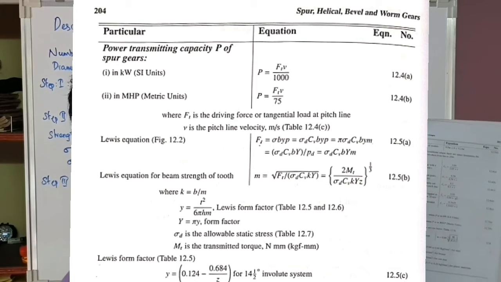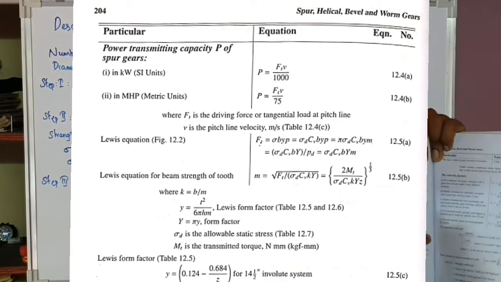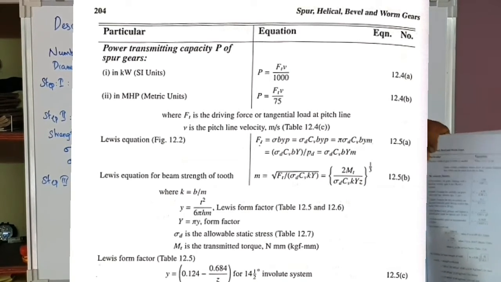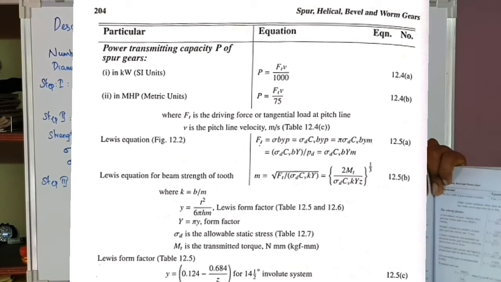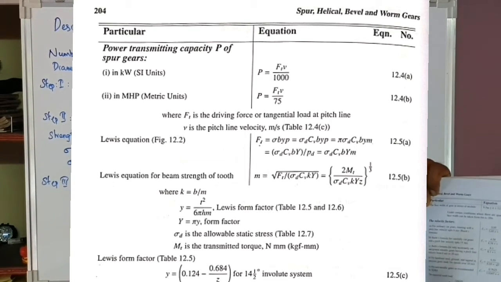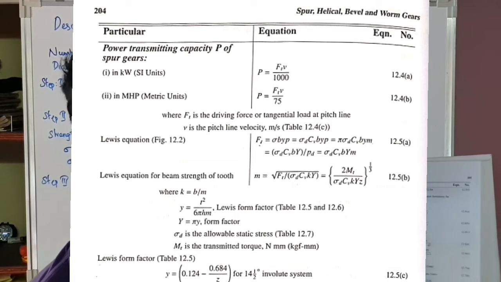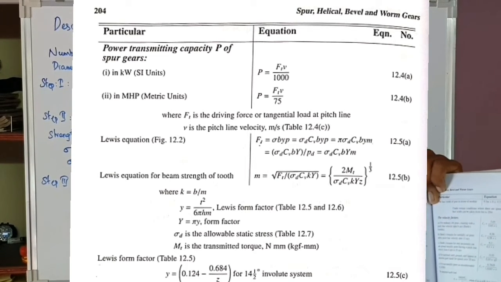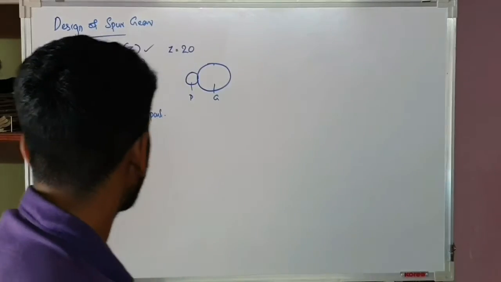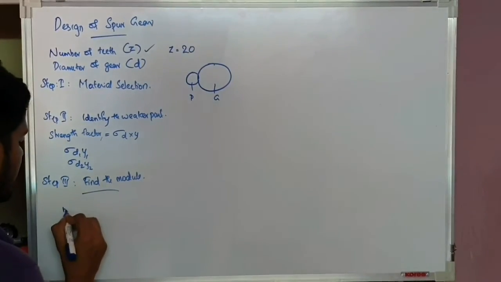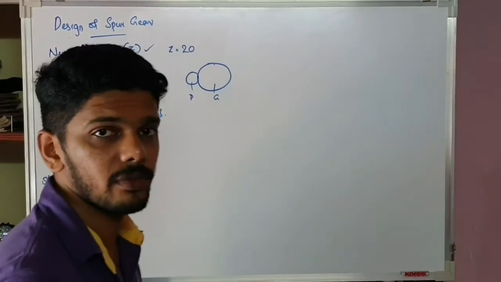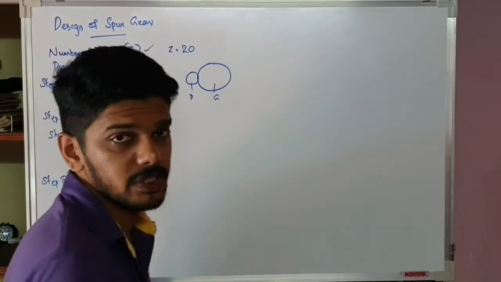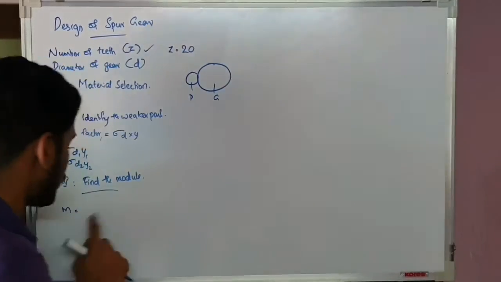Take the first equation if the diameter is known. Take the second equation if the diameter is unknown. Then we can find the module from the two equations. Choose either of them based on our condition, and find the module.